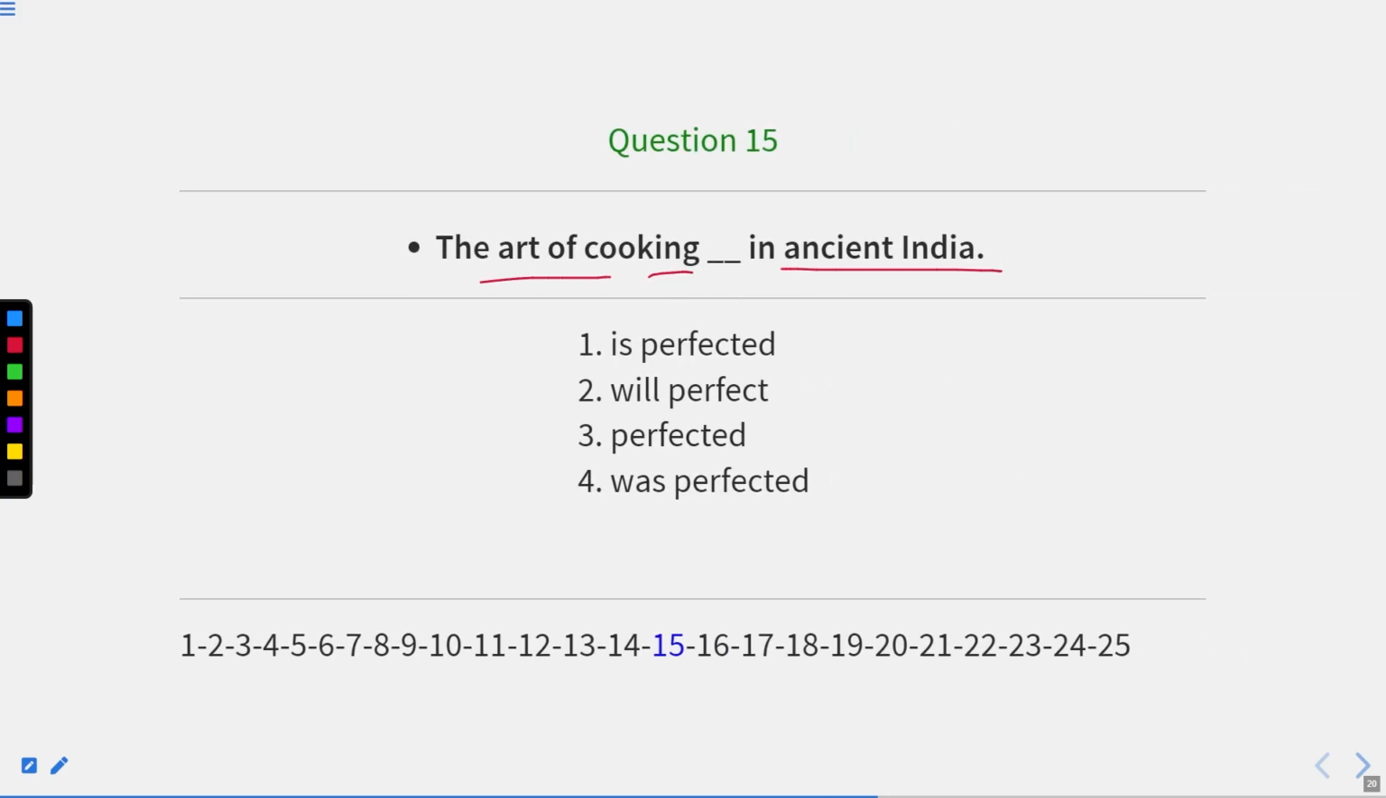The art of cooking dash in ancient India. Because we are talking about ancient India, meaning past, we'll write was perfected. So fourth will be the correct answer. Is perfected is talking about present tense, but we are talking about ancient India. Will perfect basically is not the passive voice. Also will perfect makes the sentence future perfect, because we do not have any be form, we cannot write directly the verb third form. Therefore the correct sentence will be was perfected. So fourth will be the correct answer.